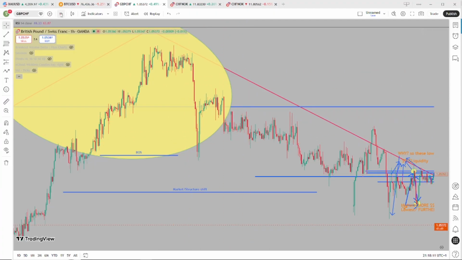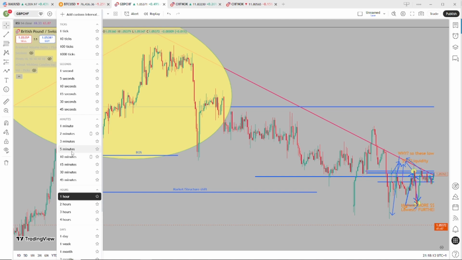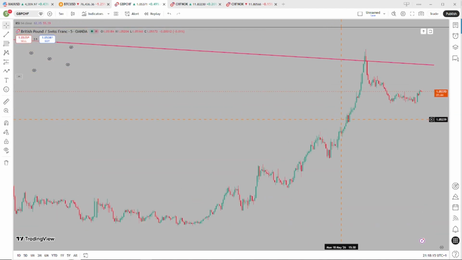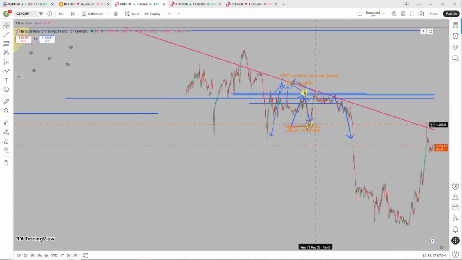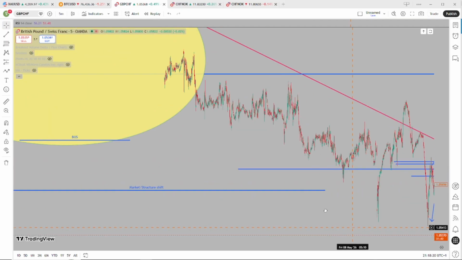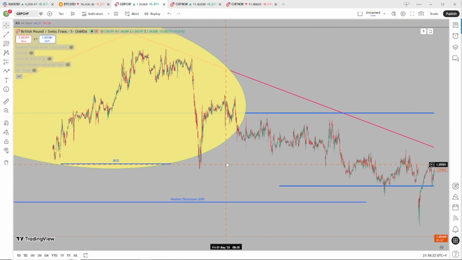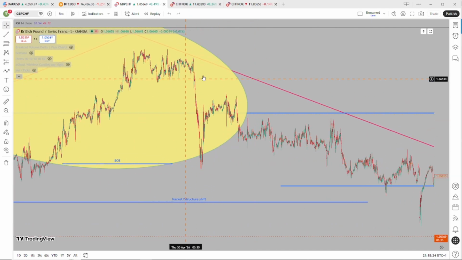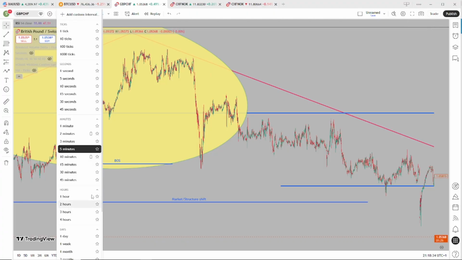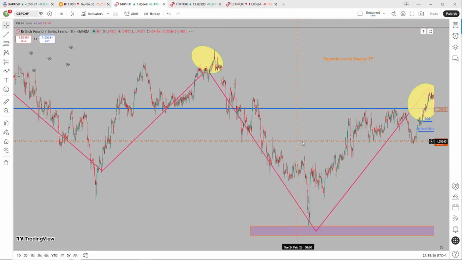you can just zoom down as much as you want to find entries, right? I didn't actually zoom to the 5-minute because I just didn't see the point of doing so. I already saw everything happen in the 4-hour or the 1-hour. Because look, the 5 minutes just looks all messy. Honestly, I can see a break of structure there, and I can see a break of structure here, and I can see a market shift there, and I can see one there, and it's just all noise. I don't want to see all of that.